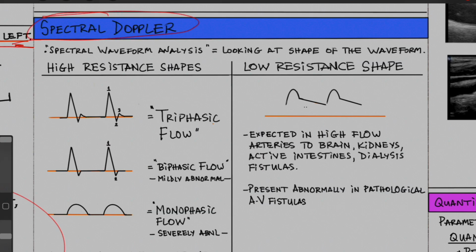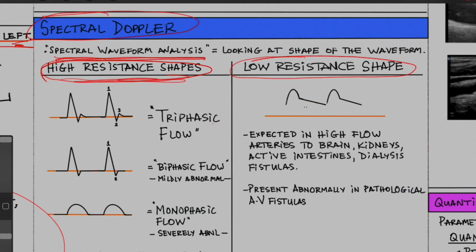And you'll hear this a lot, spectral waveform analysis. That means looking at these pulse wave traces and thinking about their shape, which is more important in vascular land, probably, than it is in echo land. I guess it's important in both. So there are two groups of shapes. They're the high resistance shapes and the low resistance shapes. The high resistance shapes are tracings that are seen in vessels that go to high resistance vascular beds.